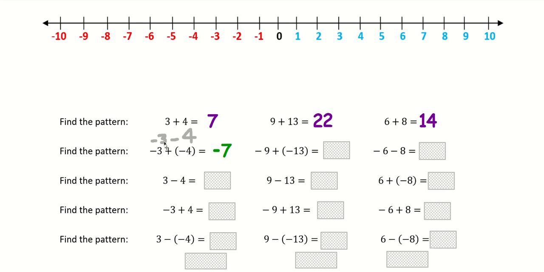So negative 3, so again, here's where your mental math hopefully is up to the challenge. If you're at negative 3 and then you subtract 4, you're going to the left. You're going deeper into negative land, and you end up at negative 7. Just like here, if you're doing negative 9 minus 13, you're getting bigger into negative land. Negative 6 minus 8, you wind up at negative 14, right?